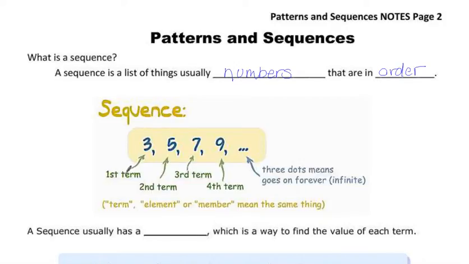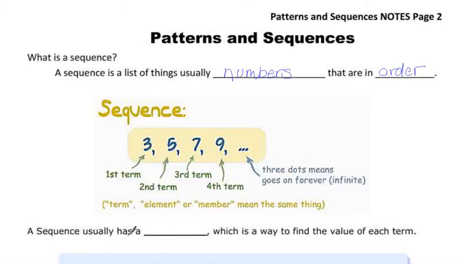And sequences are broken into terms or elements or members. They all mean the same thing. So this is the first term, this is the second term, this is the third term, this is the fourth term, and the three dots means that it goes on forever or infinitely. Now, just like with equations, we talked about terms, so we have terms in a sequence as well.